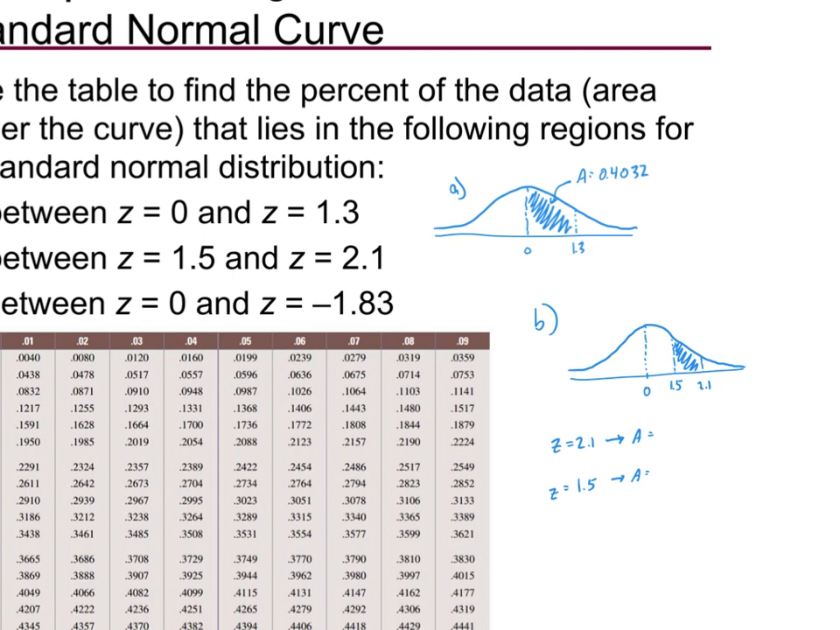Okay, what we're going to do is when we look up 2.1, it's going to give me all this stuff, right? And when we look up 1.5, it's going to give me this stuff. And so to just get that area over there, we're going to subtract. So I'm not subtracting the z-scores. I'm going to go ahead and subtract the areas once I have them. All right, so let's do that.